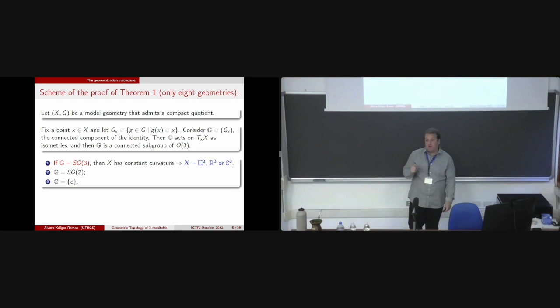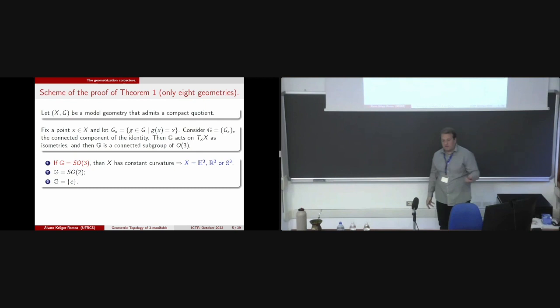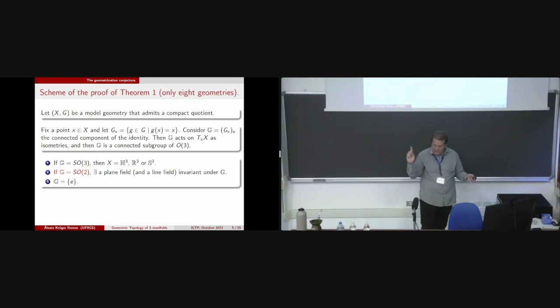In particular, it has constant curvature, and it's either H3, R3, or S3. Now, if you have a one-parameter action, a group of rotations, what you can prove is that this group of rotations will have a kernel, a line in TxX, and this line is going to stay put. It doesn't change. This line can now be translated all over the group, and this creates a line field, like a line fibration by R.